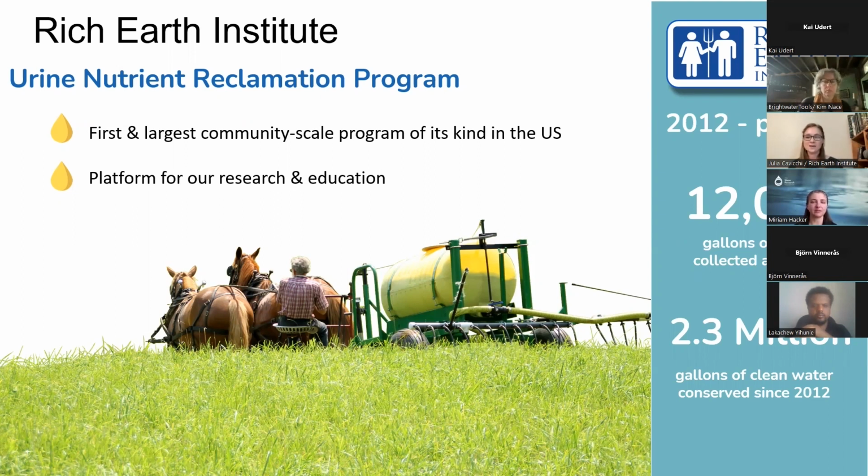So since 2012, our program has resulted in about 2.3 million gallons of clean water conserved via avoided toilet flushes. And we're now collecting at a scale of about 12,000 gallons of urine every year that we're able to divert and supply to local farmers.